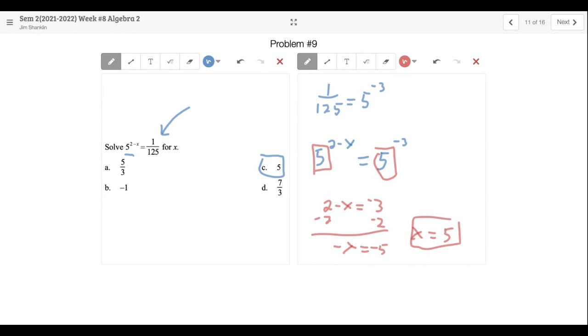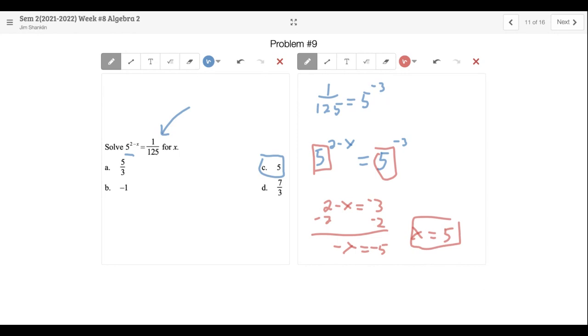And this was a tough one, because a lot of kids don't understand 1 over 125 is the same thing as 5 to the negative third. And that's where the trick comes in. It's like, oh, Mr. Shanklin's trying to trick us on these things. Okay? So now what if I did this problem?